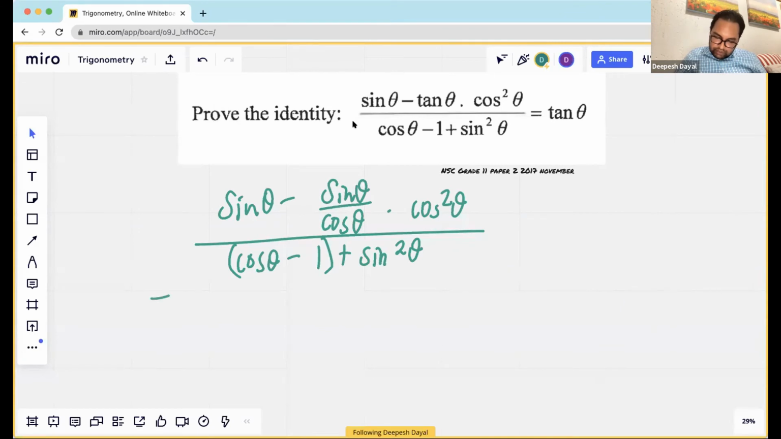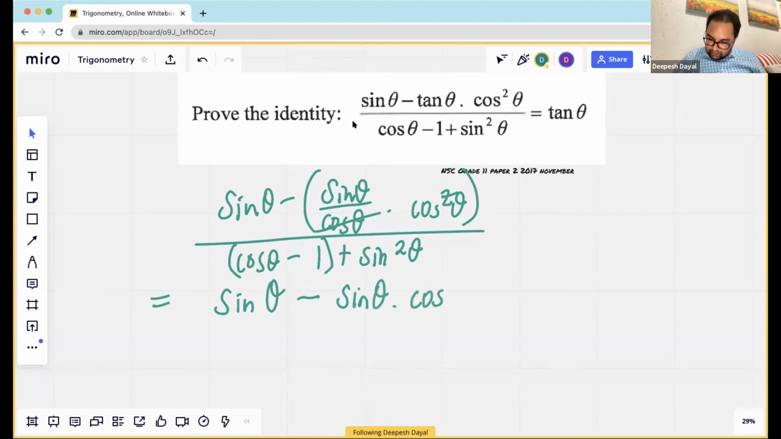So what do we do with the top now? This sine theta over cos theta times cos. Can we cancel this cos like that then? No, you need to take everything to find the lowest common denominator. Okay, but because these two are multiplied together, can't we just cancel the cos's out? Because these two are together here, see? Yes, I think we can. So it will be sine theta minus sine theta cos theta, right?